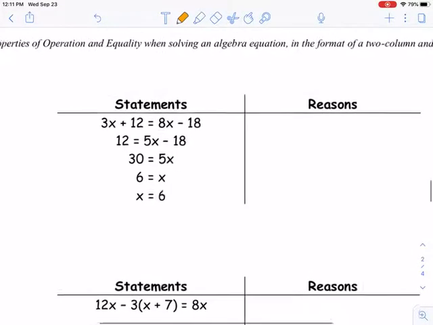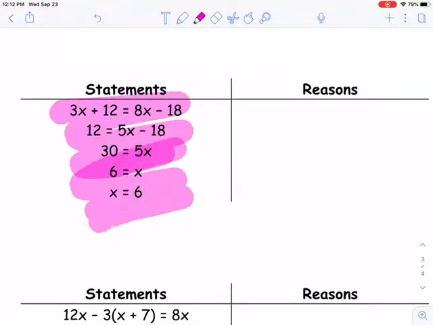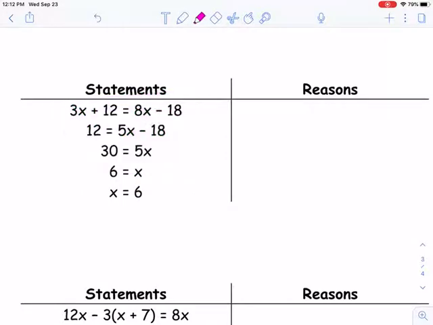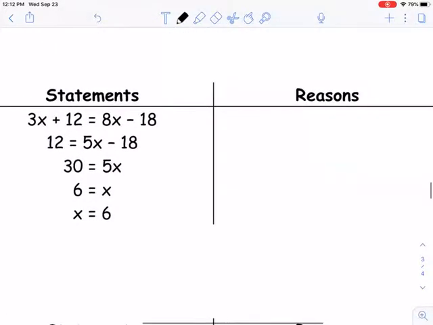All right, so this time we're given all the statements we have. Look at all this fun stuff. Now we have to figure out what is going on. What did they do to get from one step to the next? So the first reason, hopefully you already have this filled out. It's always the first reason. It's given. They gave us this equation. That was very nice of them. Who's they? I'm not really sure.